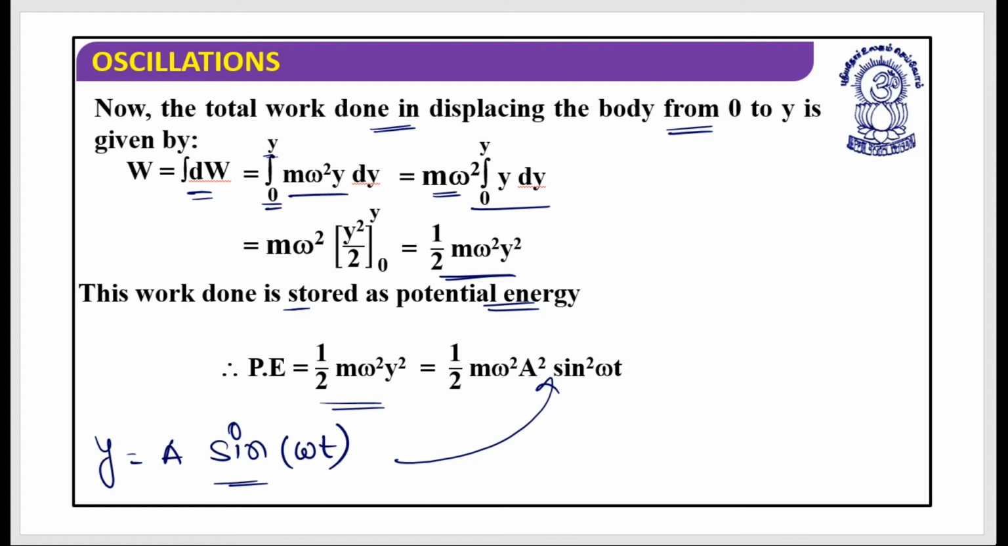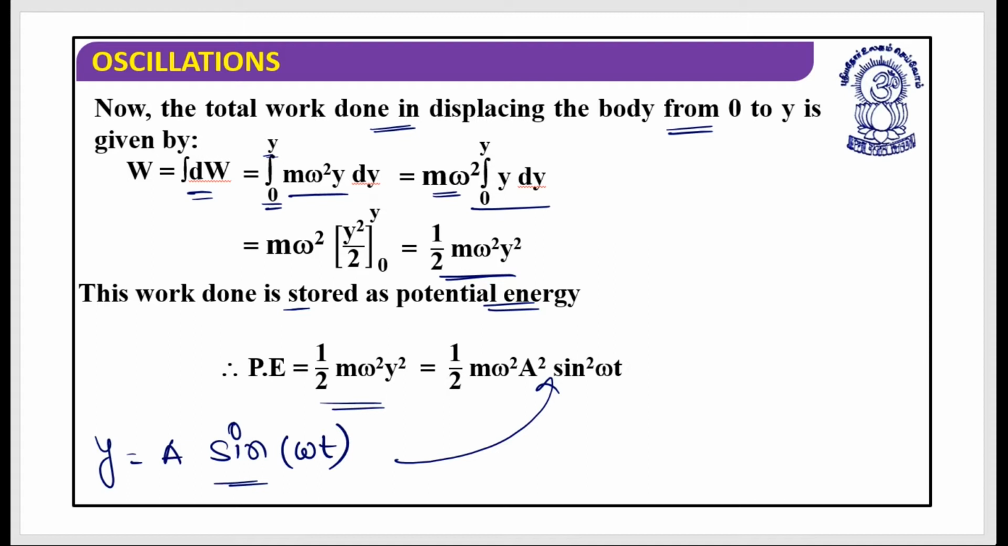I hope this is clear. Do you understand this? So we basically have two relations, one for the potential energy and one for the kinetic energy. Based on these relations, we are going to identify the potential energy and kinetic energy values at different locations.